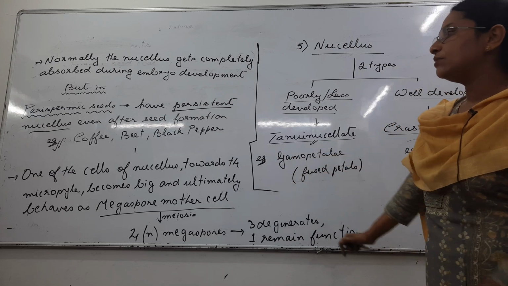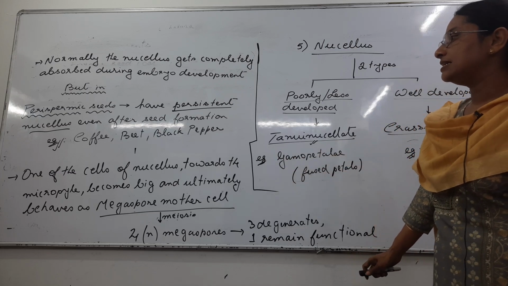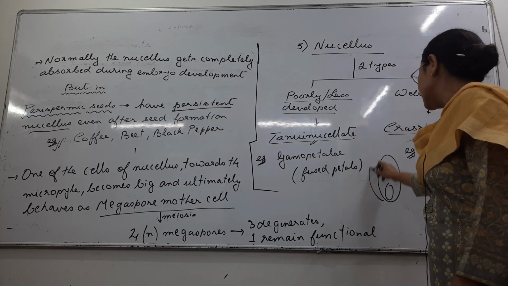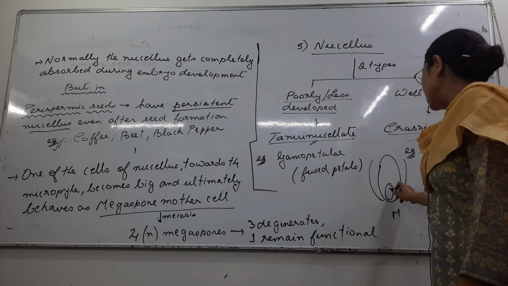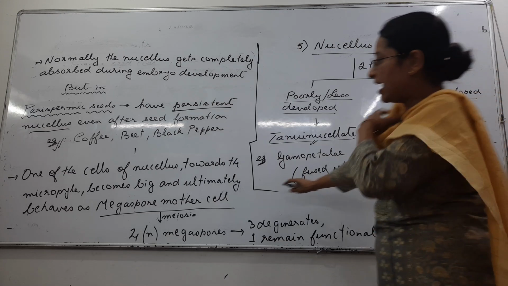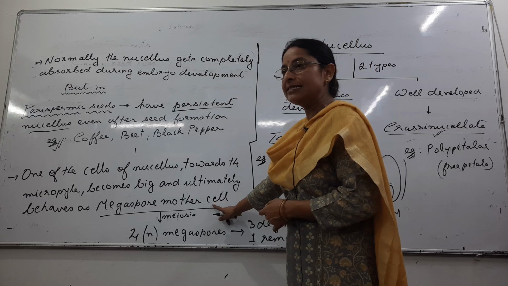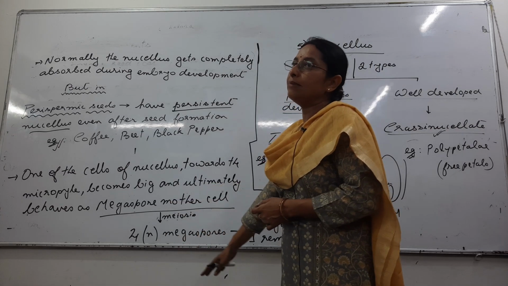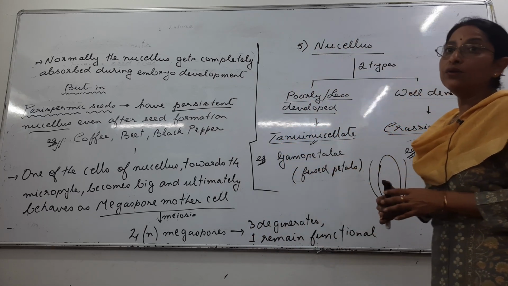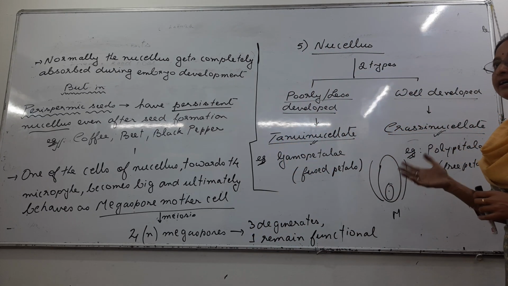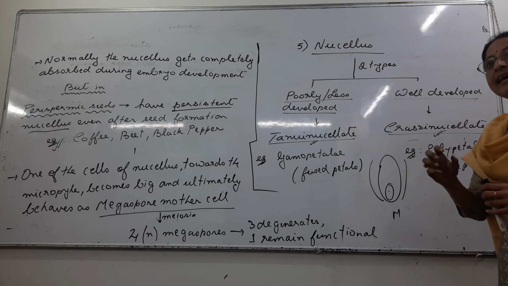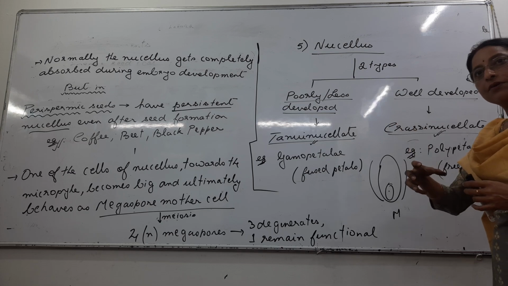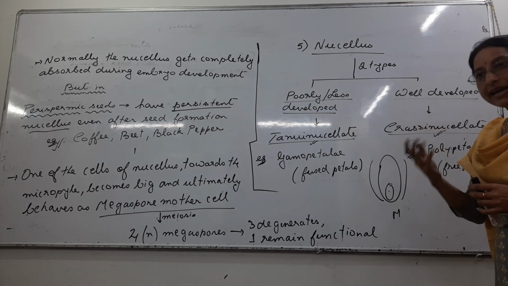Next slide, this is something that we have explained. One of the cells of the nucellus towards the micropyle becomes big, right? We have discussed this structure. This cell towards the micropyle will become big and will behave as the megaspore mother cell. So obviously it will undergo meiosis and ultimately form megaspores, right? Which structure forms the megaspores? The nucellus, the cells of the nucellus behave as megaspore mother cell. Is the point clear?